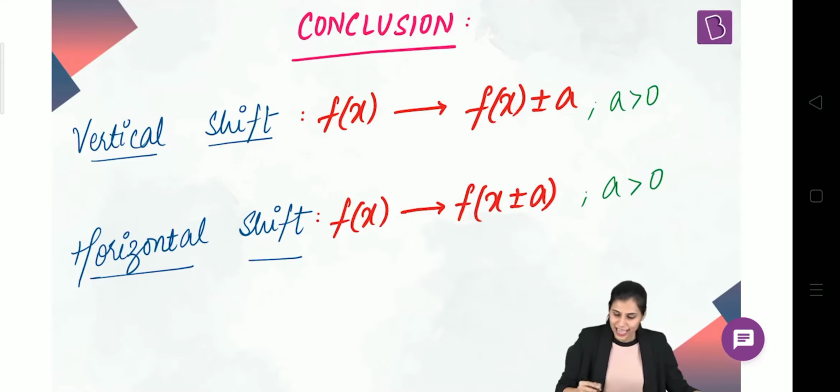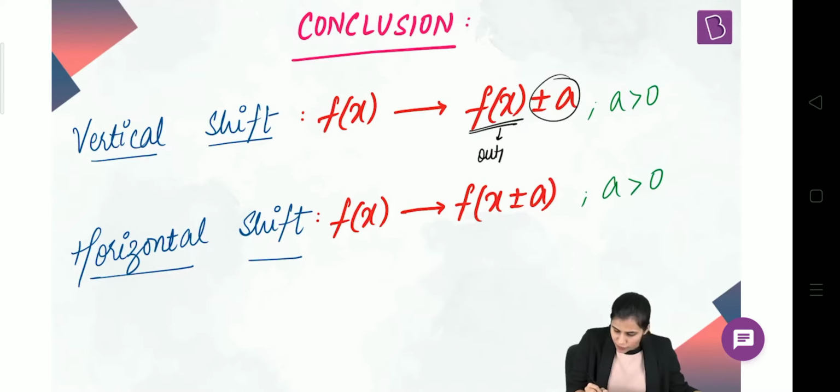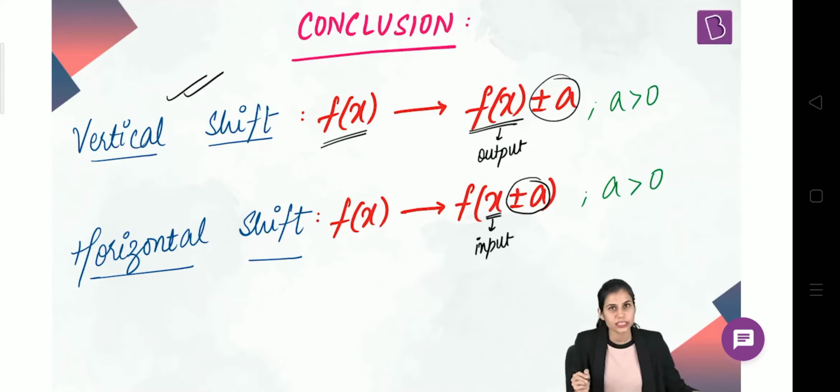Hence, to sum it up, adding or subtracting a positive constant a from the output of a function is equivalent to shifting the graph of that function vertically either upward or downward by a units. And that is why this transformation is called the vertical shift. Similarly, adding or subtracting a positive constant to the input of a function results in the graph of that function shifting horizontally to the left or to the right by a units. That is why this transformation is named horizontal shift.